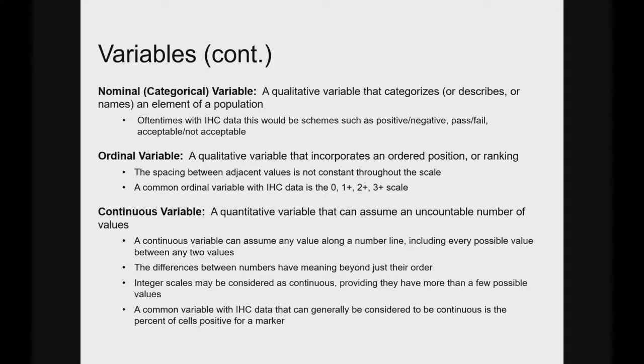So in terms of what's the difference between nominal and ordinal, the eye color, that's a typical nominal or categorical variable. In our IHC world, positive, negative status, pass, fail, acceptable, not acceptable, that types of things. If you're evaluating the quality of a stain, right? Is it acceptable, not acceptable? That's a categorical output there.